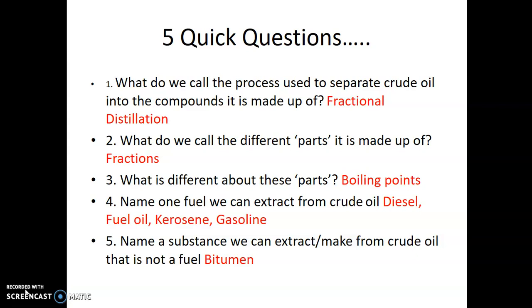Number 5, a substance we can extract or make from crude oil that is not a fuel. A good example of that is bitumen. It is one of the larger fractions that is removed at the bottom of the column. A very thick, viscous substance, not very easy to light, but very useful for, well, we use it for making things like roads and things like that.